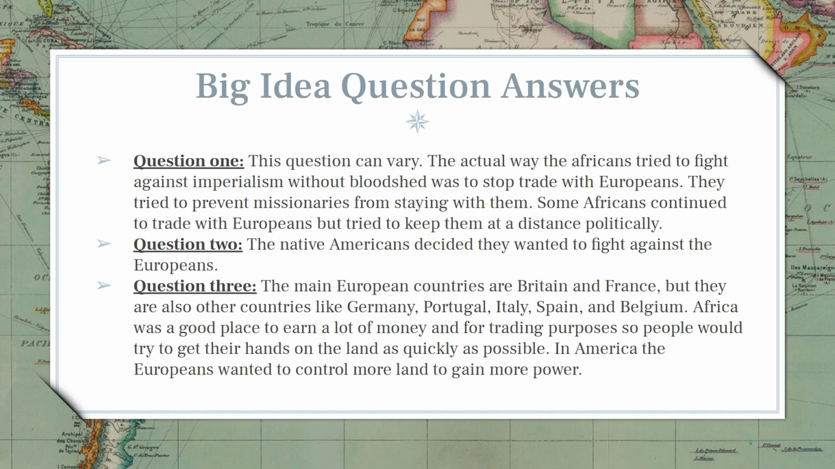Question 3. The main European countries are Britain and France, but there are also other countries like Germany, Portugal, Italy, Spain, and Belgium. Africa was a good place to earn a lot of money and for trading purposes, so people would try to get their hands on the land as quickly as possible. In America, the Europeans wanted to control more land to gain more power.